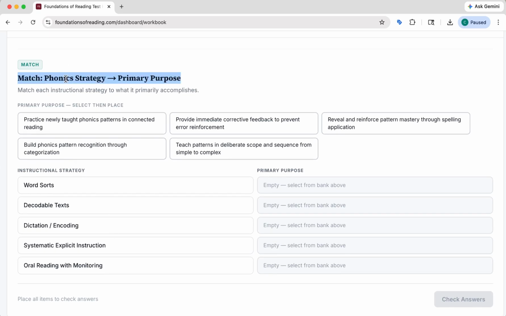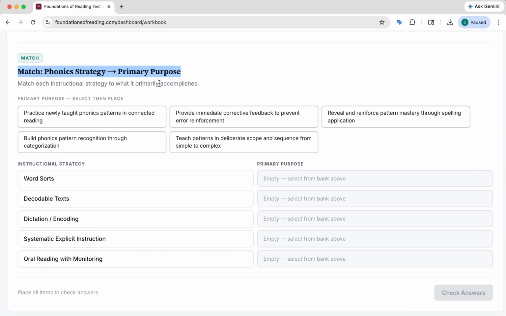Next up, we have another matching activity, phonics strategy and the purpose. So when you're teaching in the classroom, you'll notice that students will do a lot better job learning the material if you provide them with a purpose, not just because this is what we're learning today, right? So match each instructional strategy to what it actually accomplishes. Again, we have the instructional strategy on the left. We have the primary purpose. So why do we as teachers use word sorts?